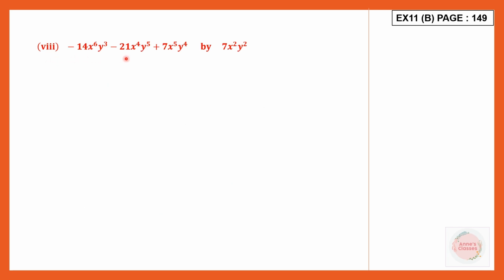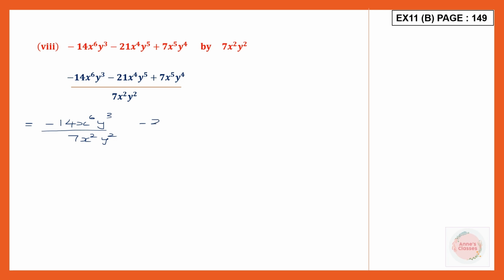Question 8. Let's divide this polynomial by this monomial. So write down the polynomial first, divided by the monomial. Now we're going to take each term separately and divide it by this divisor. So this is minus 14 x to the power of 6 y to the power of 3 divided by 7 x square y square minus 21 x to the power of 4 y to the power of 5 divided by 7 x square y square. The divisor has to be used each time. 7x to the power of 5 y to the power of 4 divided by 7x square y square.